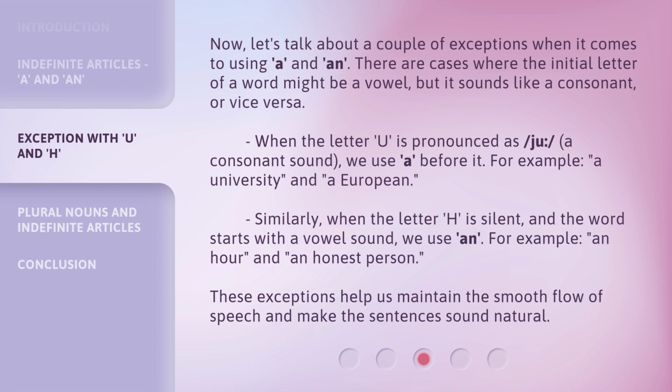Similarly, when the letter H is silent and the word starts with a vowel sound, we use an. For example, an hour and an honest person. These exceptions help us maintain the smooth flow of speech and make the sentences sound natural.